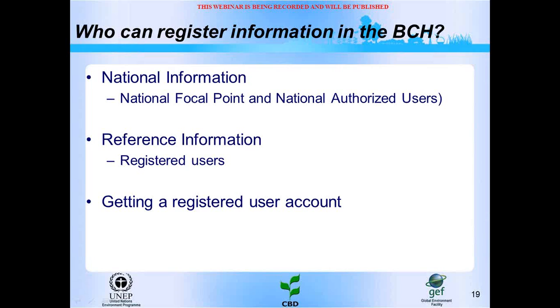On one side, we have national information, that is official information from the country, and that information can just be registered by a national focal point, BCH national focal point, and what we call also national authorized users. National authorized users will be able to help the national focal point, but the information will just be published once the national focal point has validated them. So national focal point and national authorized users can register national information, the information that is official from the country.